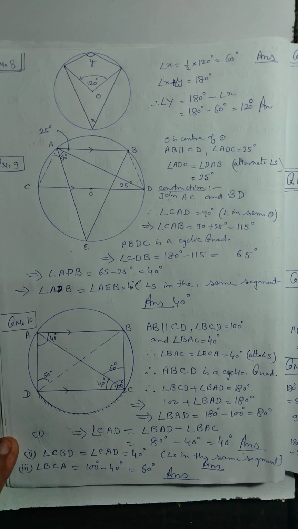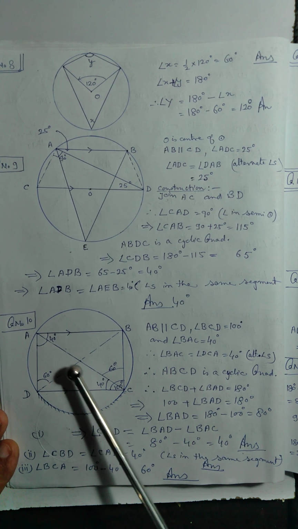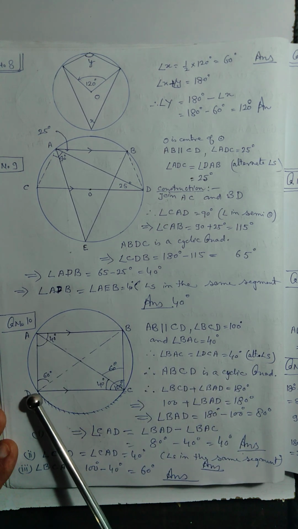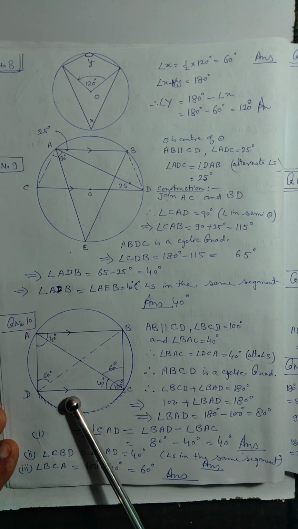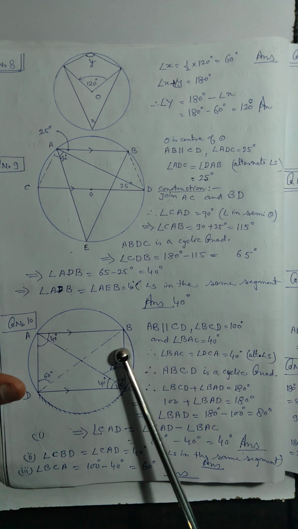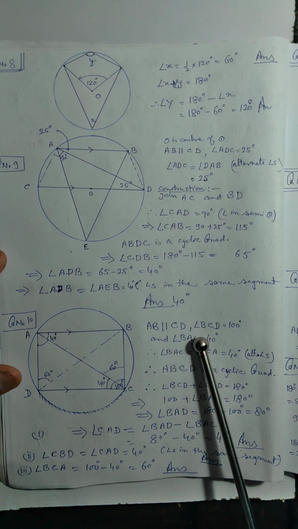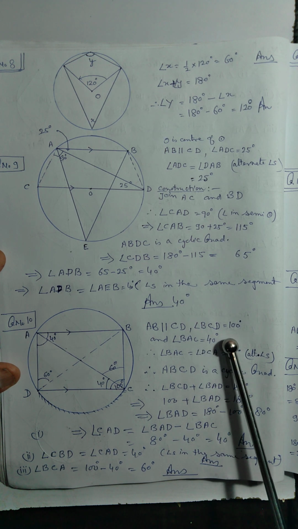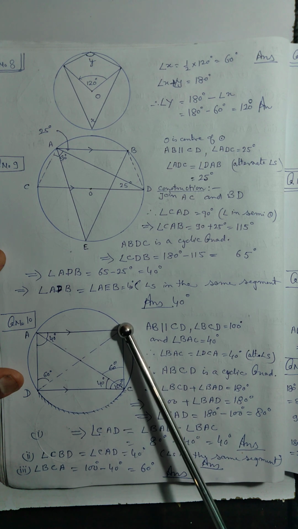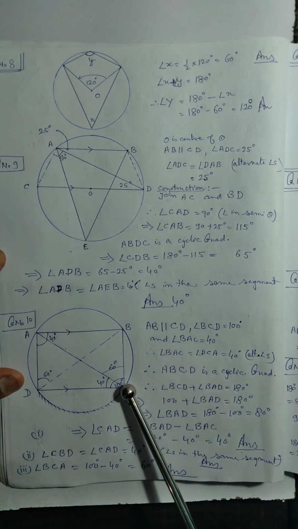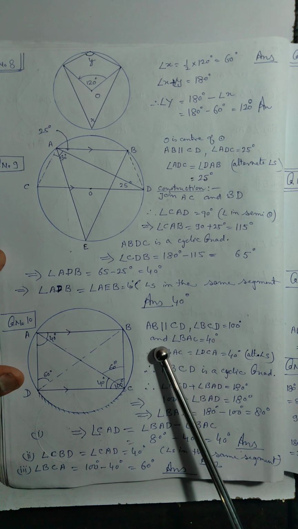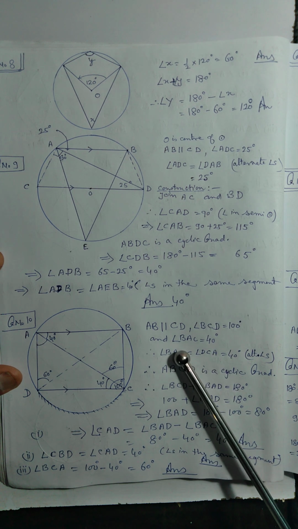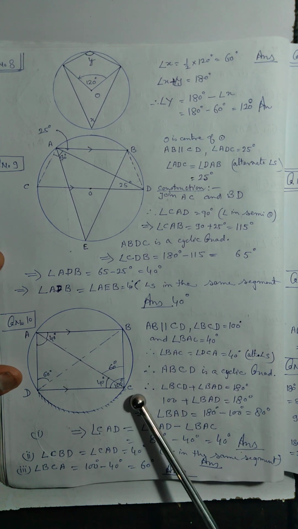You see, AB is parallel to CD. Arrow mark के द्वारा मैंने AB and DC has been represented by arrow mark that indicates that these two lines are parallel. AB is parallel to CD. Therefore, the angle BCD is equal to 100 degree. BCD is 100 degree, it is given, and BAC is 40 degree, it is also given.